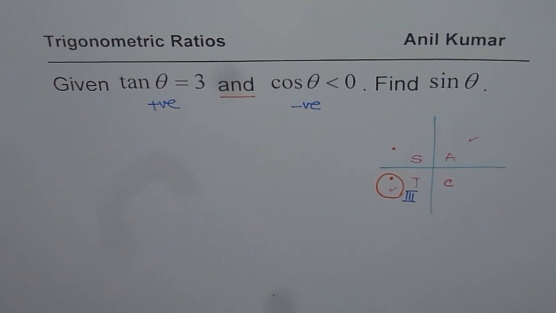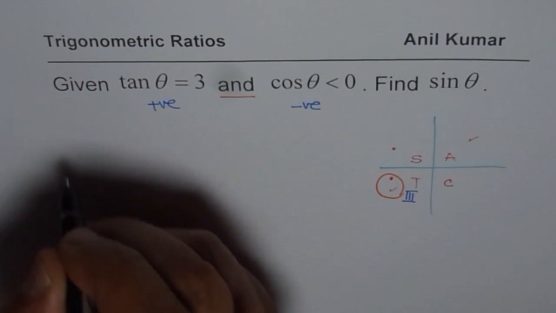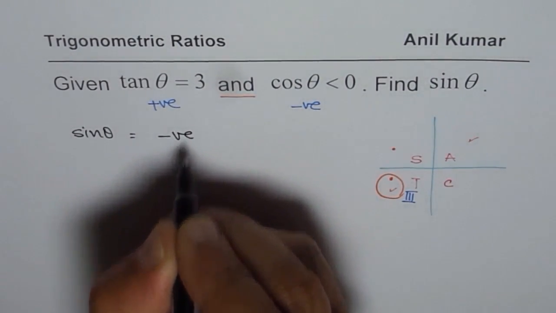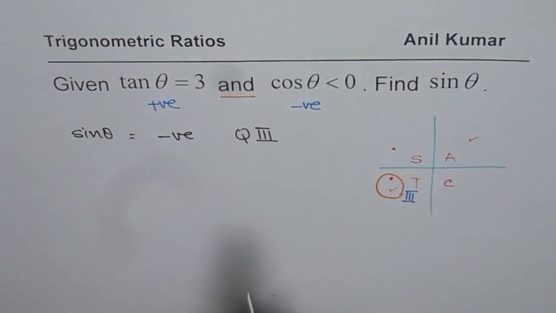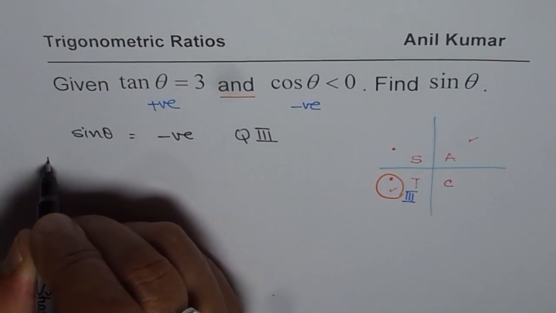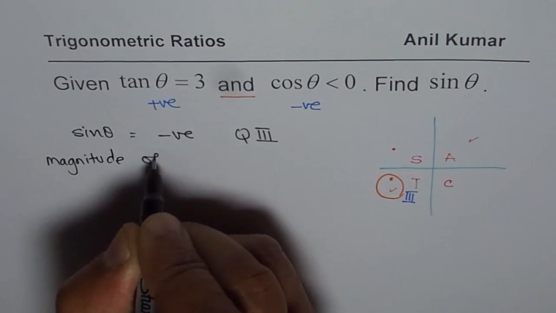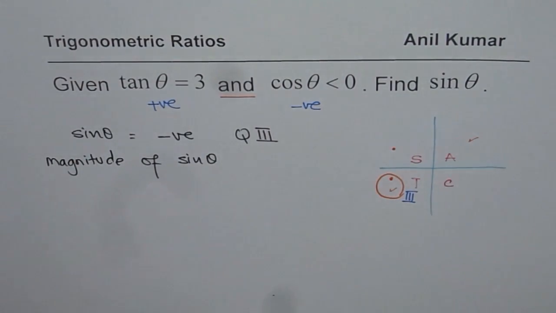Now, since we are in quadrant 3, what should sine theta be? Since we are in quadrant 3, sine theta should be equal to a negative value, correct? So that is a must. So sine theta is negative, so we have got the sign. Now, let us calculate the magnitude of sine theta, right? So we already know it should be negative, but after all, what is the value?